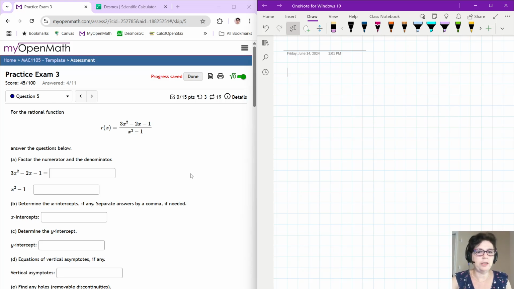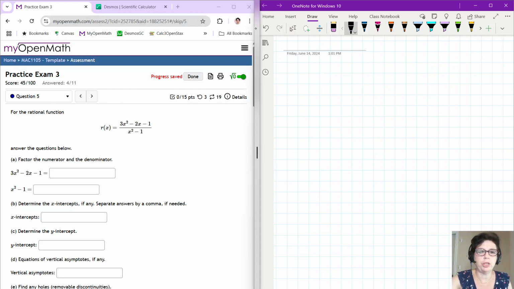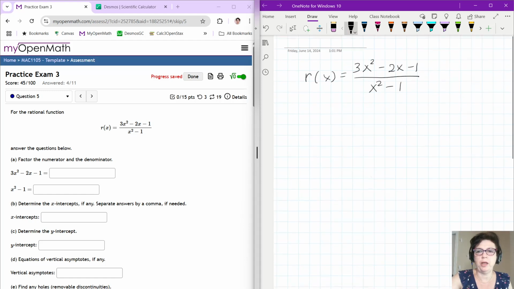Hi everyone, in this question we are going to review rational functions. So I have a function r of x equal to 3x squared minus 2x minus 1, that's the numerator, and x squared minus 1 is the denominator. The first thing we're going to do is factor both the numerator and the denominator.